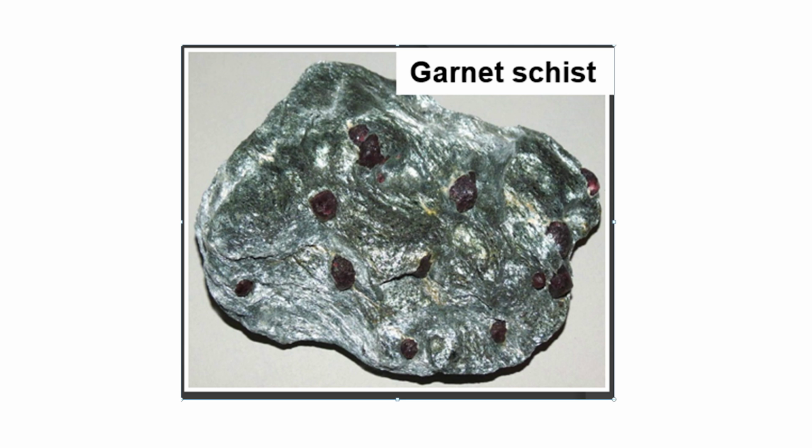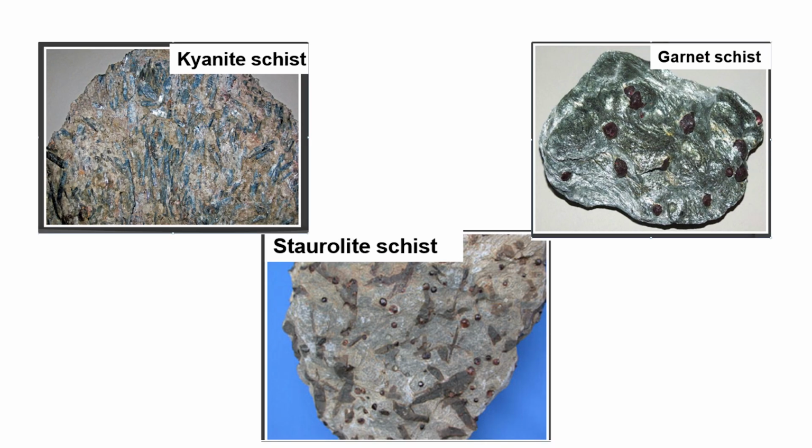So, each of these rocks, staurolite schist, kyanite schist, garnet schist, is produced in a metamorphic process at distinct pressure temperature conditions, and it allows us to estimate the metamorphic pressure temperature conditions which were present when that metamorphism took place. It allows us to place these rocks in a specific pressure temperature domain.